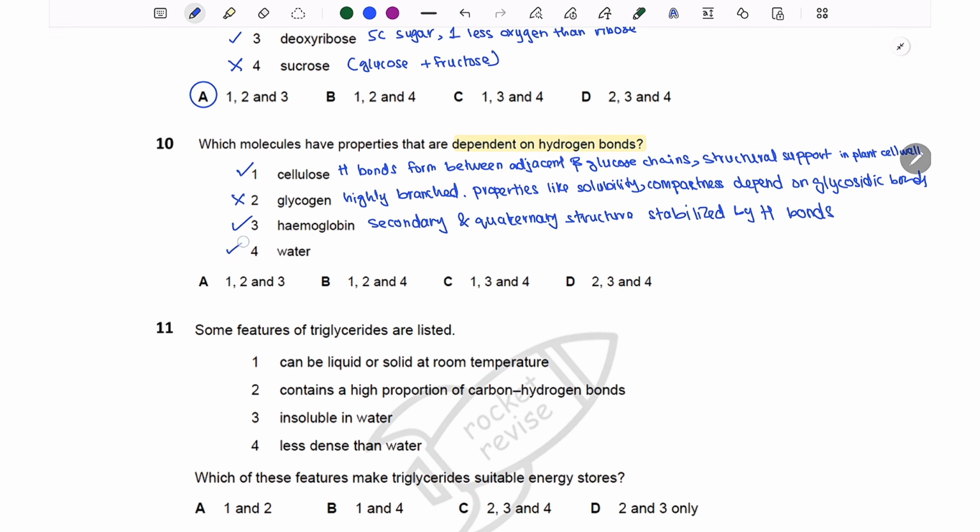Water is dependent because properties of water like high specific heat capacity, high boiling point, high surface tension, all of those are due to the hydrogen bonding. Those are all dependent on the hydrogen bonds. So it's 1, 3, and 4. Our answer is C.